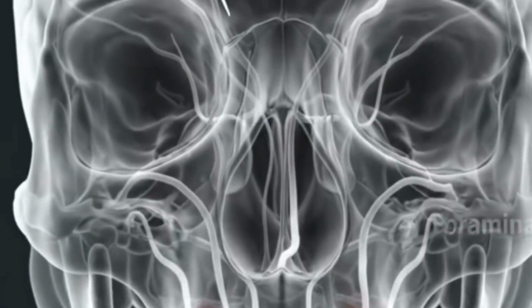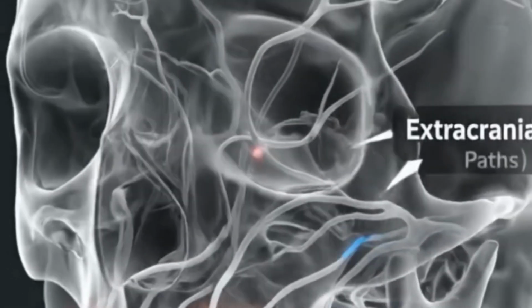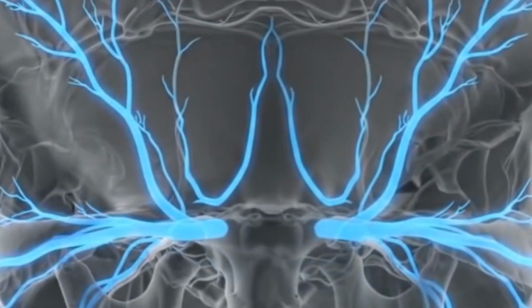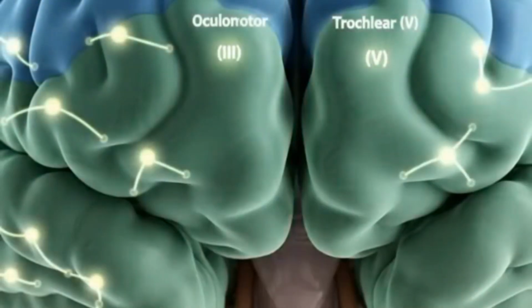Cranial nerves have paths within and outside the skull. The paths within the skull are called intracranial, and the paths outside the skull are called extracranial. Grossly, all cranial nerves have a nucleus.